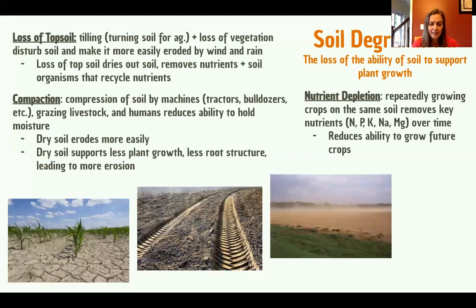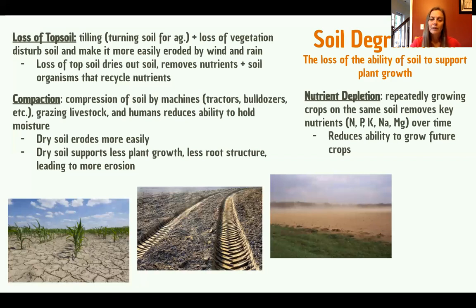And then the third thing that can degrade soil is nutrient depletion. This is most often caused by monocropping and lack of rotation. When we repeatedly grow the same crops on the same soil, it removes key nutrients. Different crops use different nutrients, and some crops actually put some of those nutrients, specifically nitrogen, back into the soil. So when we grow the same crops over and over again, the same nutrients are depleted. And over time, that soil becomes less fertile and it becomes more difficult to grow crops in that area.